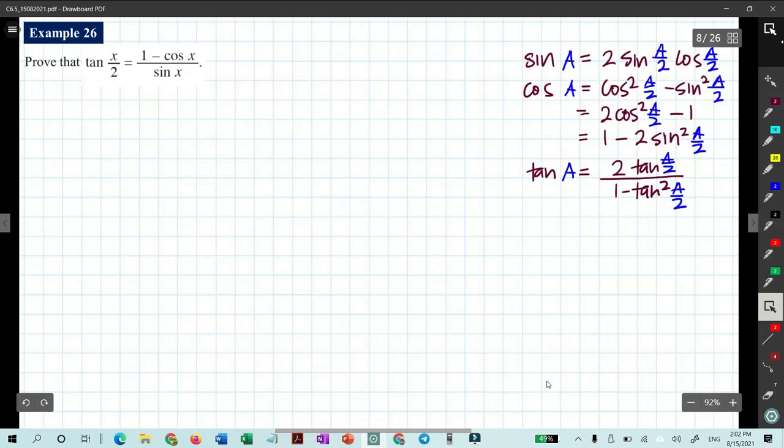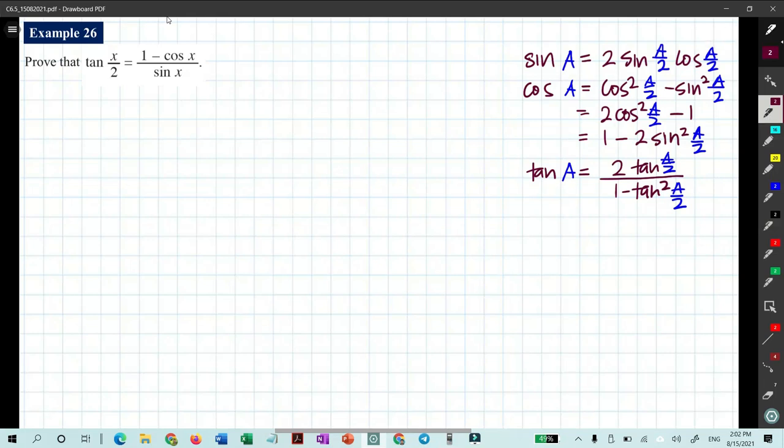Let's look at example 26. Prove that tangent x over 2 equals 1 minus cos x over sin x. Okay. So before we go to the details of the proving, these are some of the important formulas that we're going to use to answer this question. Okay. Now let's look at the right hand side of the equation.